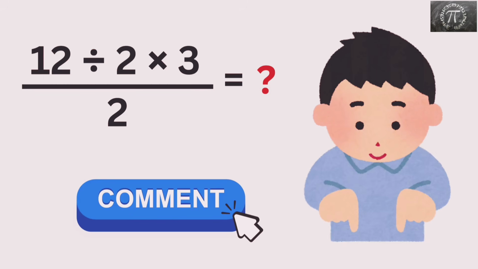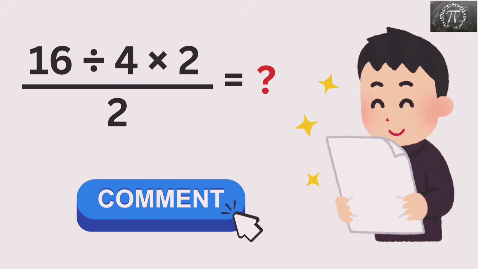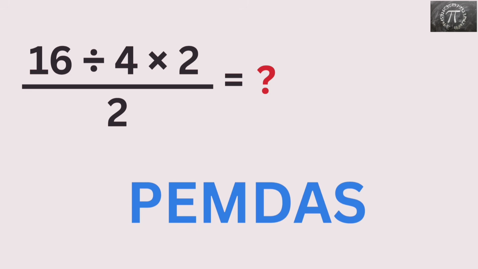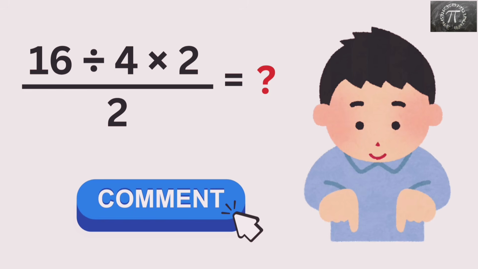So can you now let me know in the comments, what will be the answer to 16 divided by 4 multiplied by 2 divided by 2? Don't rush it, and don't fall for what just feels right. Instead, apply what you've just learned about the order of operations. Start from the left, take it one step at a time, and see where it leads you. This is a perfect chance to test your understanding and see if you truly grasp the concept. I'll be waiting to see your answers in the comments.